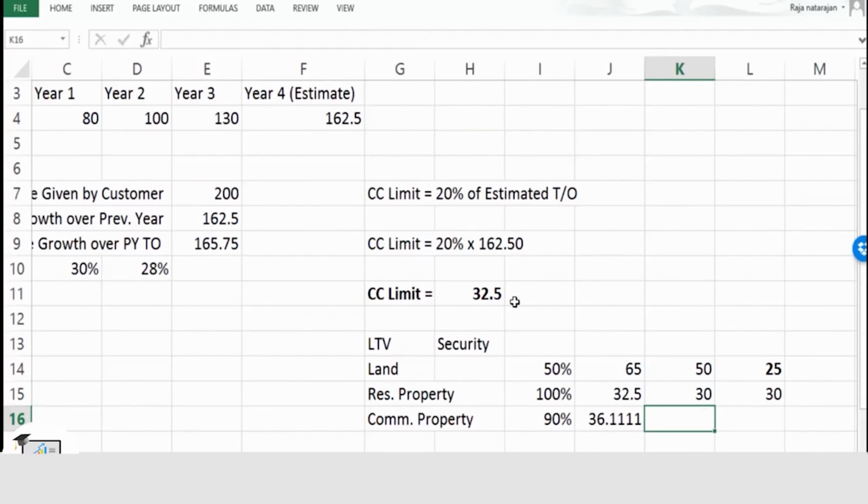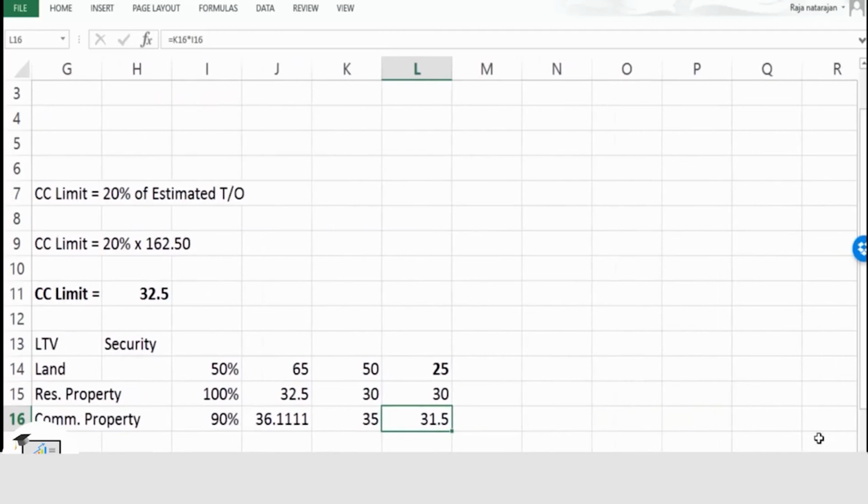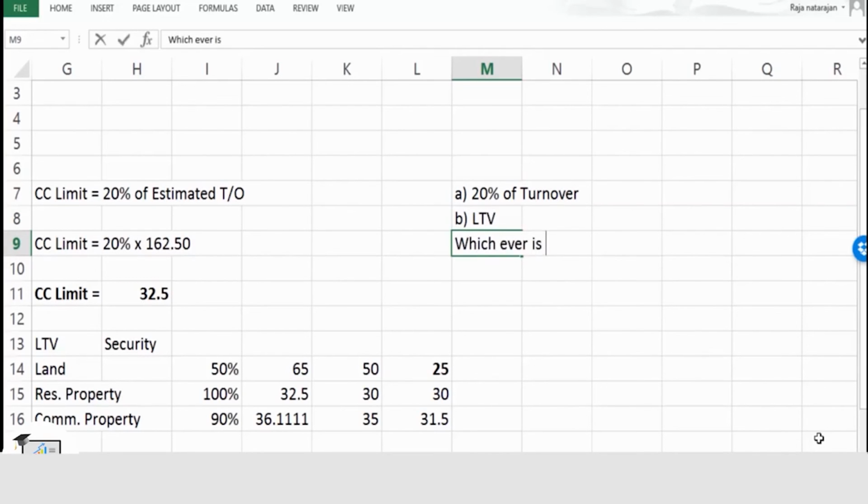And let's say the commercial property that is available is only 35 million. Then on 35 million, the bank may lend 90%, which is 31.5. Eligibility is 32.5, but whichever is lower is going to be the criteria. So the bank is going to consider only 31.5. So to sum up, how the banks would sanction cash credit facilities. Number one, they'll see say 20% of turnover. Number two, they'll be comparing the LTV and they'll take a decision whichever is lower.